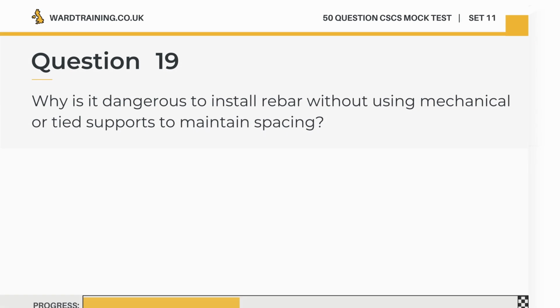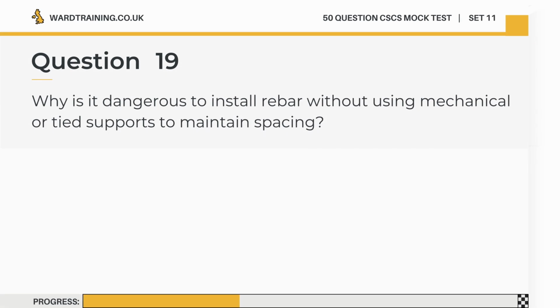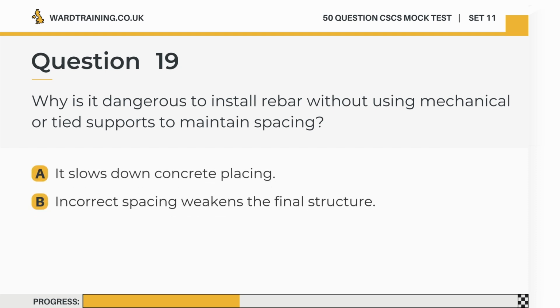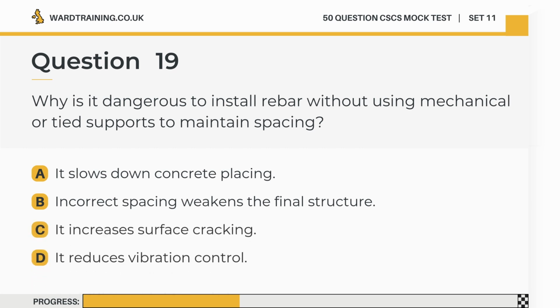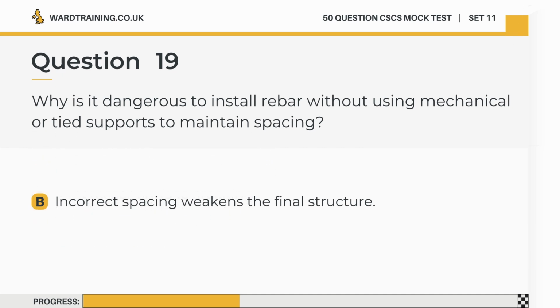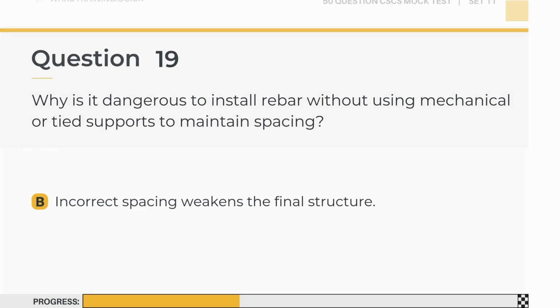Question 19. Why is it dangerous to install rebar without using mechanical or tied supports to maintain spacing? A. It slows down concrete placing. B. Incorrect spacing weakens the final structure. C. It increases surface cracking. D. It reduces vibration control. The correct answer is B. Incorrect spacing weakens the final structure.